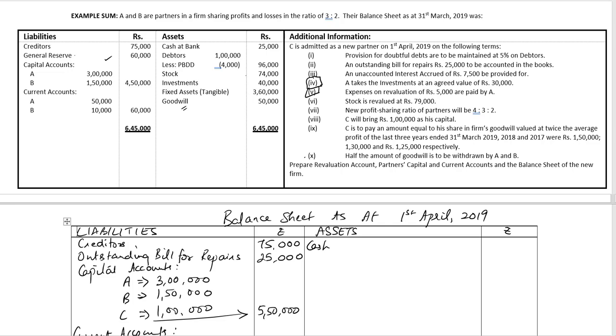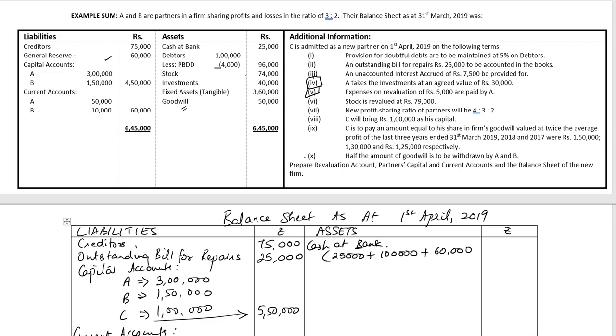Cash at bank, first item on the asset side. The opening balance of cash was 25,000 rupees. The capital which was brought in by C was rupees 1 lakh. The premium for goodwill, C's share, rupees 60,000, was brought in by him, but half of the amount was withdrawn by A and B, so minus 30,000. So it's 1,55,000 is the bank balance.